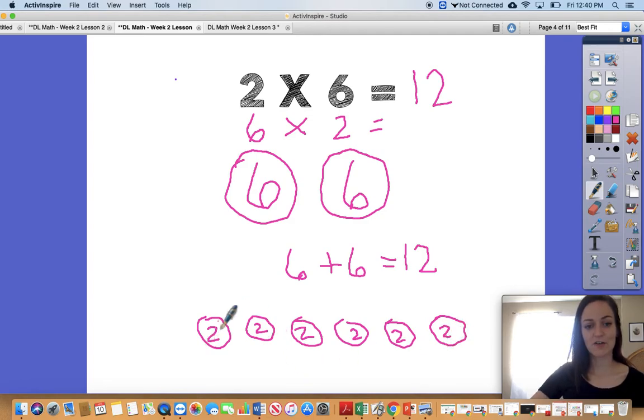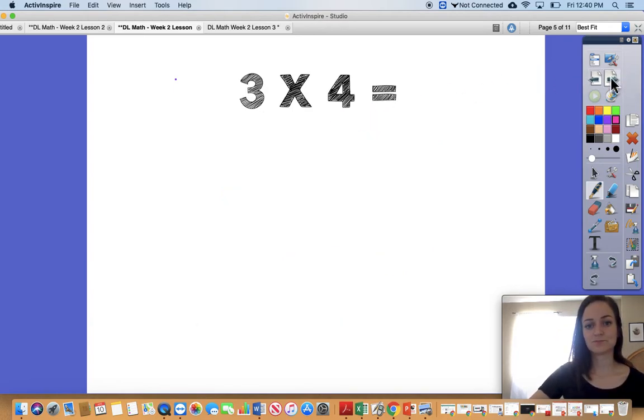Okay? Now if I count my groups, 2, 4, 6, 8, 10, 12. Notice that I still get 12. 12 is still the answer. So I can write 2 times 6, or I can write 6 times 2, and I still get the same answer. Okay? Let's look at another one.